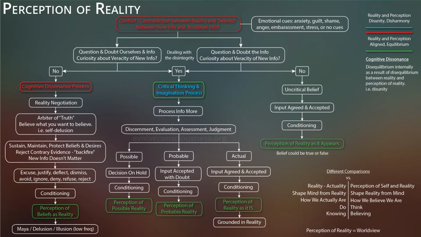If we don't question it, even if there's no conflict, then we're going into uncritical belief, input agreed and accepted. That's the conditioning we receive. And the perception of reality as it appears. That's how we're going to condition ourselves, as it appears. The belief we've created could be true or false, but we didn't question and doubt the info. We're not curious about the veracity of the new info. So it just went in.